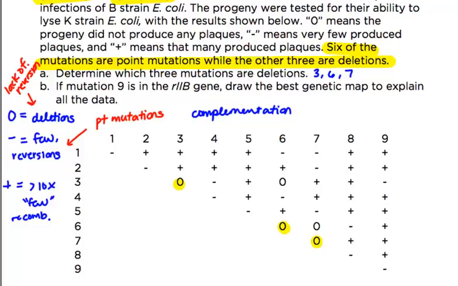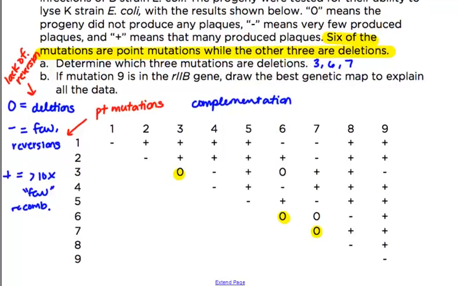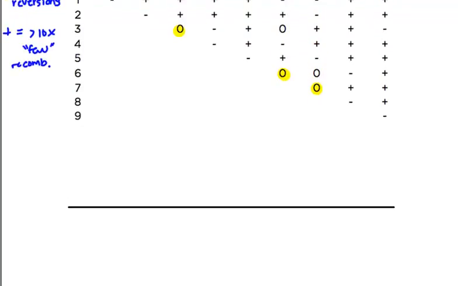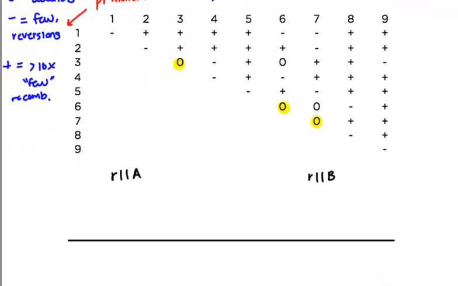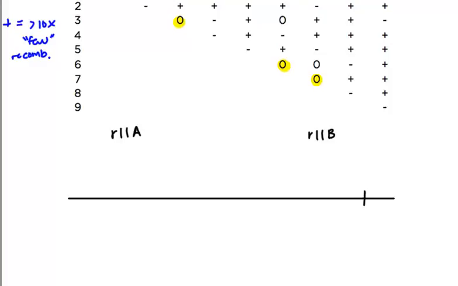Now it's saying if mutation 9 is in the R2b gene, draw the best genetic map to explain all the data. So I'm going to draw a chromosome because the R2 genes are on the same chromosome. And we can say that this side will be R2a, and then this side can be R2b. And it's saying that mutation 9 is in the R2b gene, so we could just put that here for now. We could always move it later if we find that that's not the right place for it.